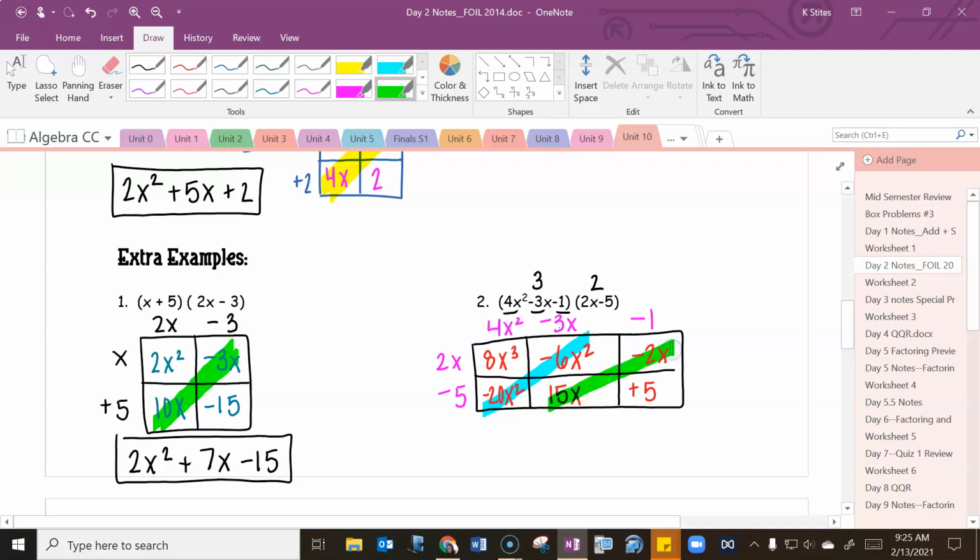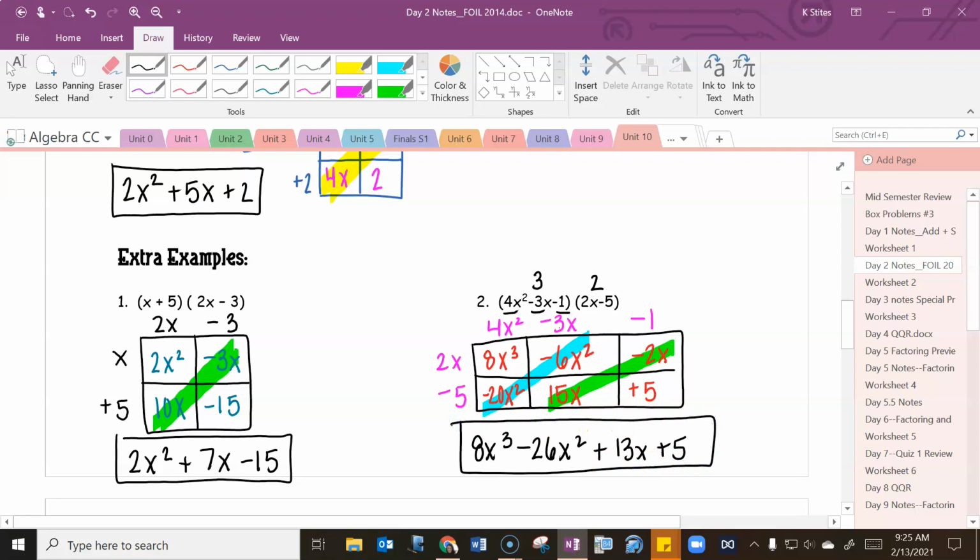All right, and then we'll combine that also. And highest exponent comes first, okay? 8x cubed, negative 20x squared plus negative 6x squared is negative 26x squared. 15x plus negative 2x is 13x, and then we have our plus 5.